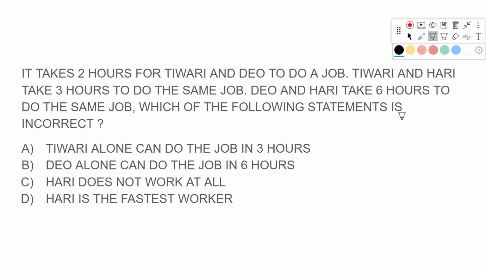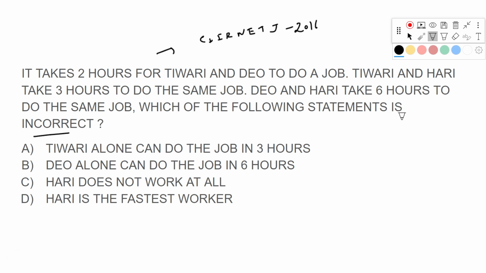Important thing, this is a question from CSIR NET, June 2016. It takes 2 hours for Tiwari and Dio to do a job. Tiwari and Hari take 3 hours to do the same job. Dio and Hari take 6 hours to do the same job. Which of the following statements is incorrect?